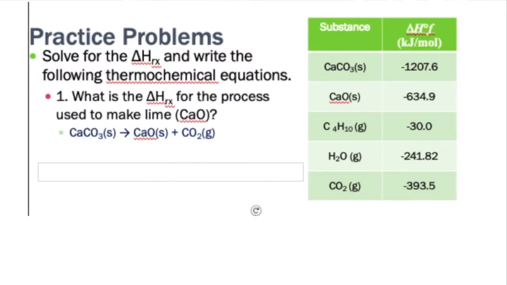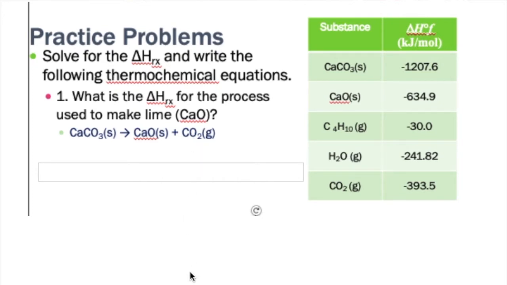Let's say you want to solve the change of enthalpy for a chemical equation, like this example right here. What is the change in enthalpy for the process used to make lime, which is calcium oxide, CaO? So Ca for calcium and O for oxide. Let's say we have calcium carbonate, CaCO3, and then it decomposes into calcium oxide, CaO, plus carbon dioxide, CO2. So we have our equation right there.